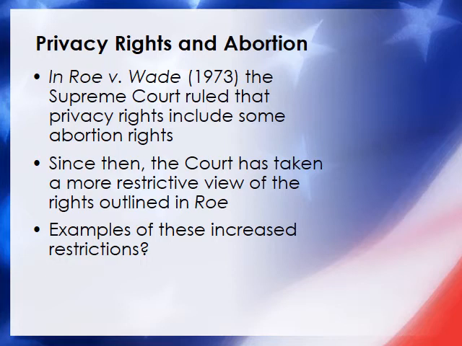Since Roe v. Wade, more conservative courts from the 1980s and the 2000s have taken a much more restrictive view of the rights outlined in Roe v. Wade. For example, they have permitted waiting periods for women who wish to seek an abortion, and rules that state that abortions are not accessible if there's a fetal heartbeat. These sorts of things have been accepted by more conservative courts.